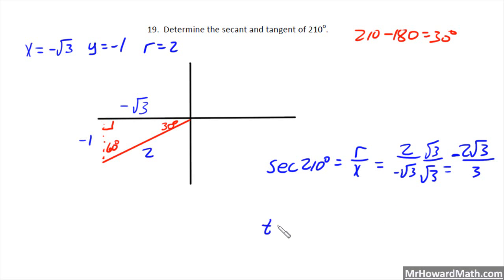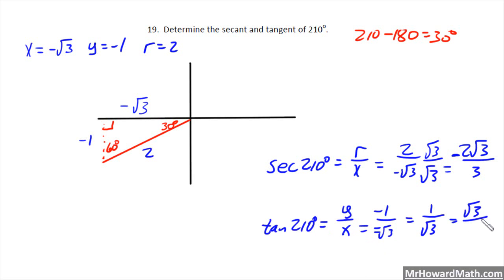Next, tangent of 210 degrees. Tangent is equal to y over x, so for us that would be negative 1 over negative square root of 3. Those two negatives cancel each other out, so we get 1 over square root of 3. Rationalize that denominator, square root of 3 all over 3. So your two answers are: tangent 210 is square root of 3 over 3, and secant 210 is negative 2 square root of 3 all over 3.